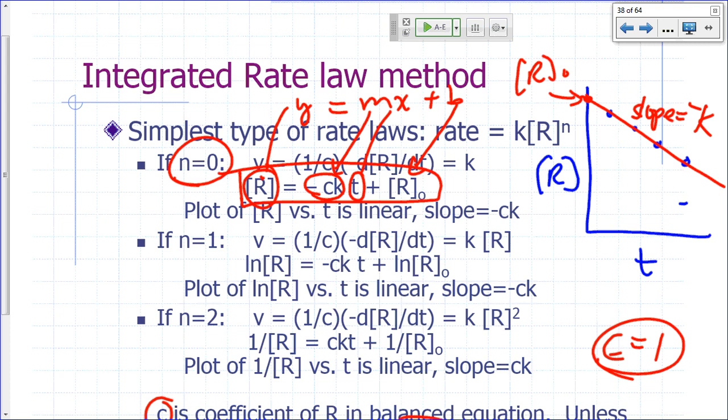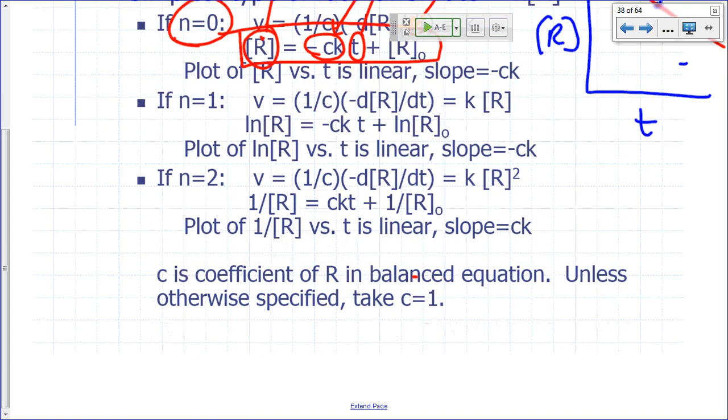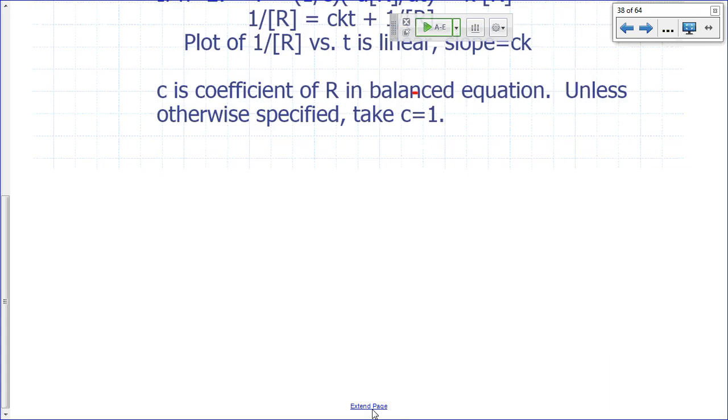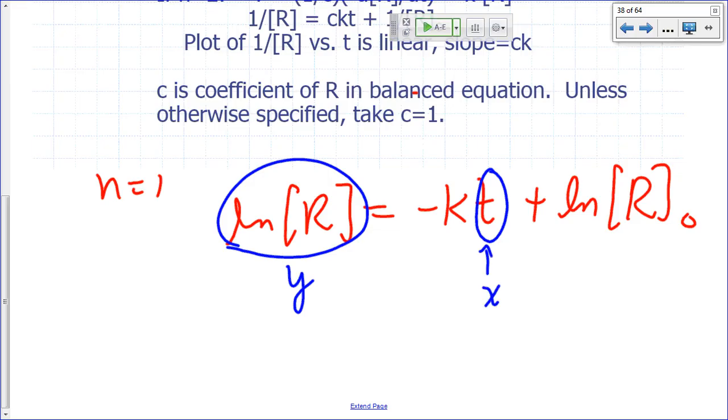What would you expect to see if it is first order? I'm going to rewrite the equation for first order. For n equals 1, we say ln of R equals negative kt plus ln of R naught. That means if you plot natural log of R on your y-axis and t on your x-axis, then the slope is equal to negative k, and your y-intercept is going to be ln of R naught.